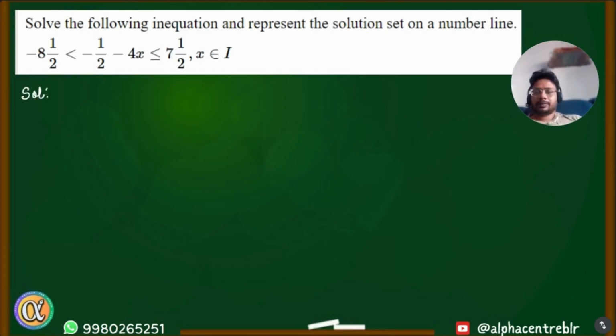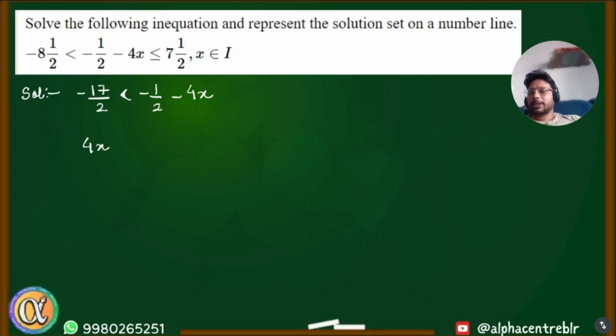Let's solve it. I'll do it separately as you're more comfortable with that. So the first two terms, I'm writing it by converting it into improper form: minus 17 divided by 2 is less than minus 1 by 2 minus 4x. Then the first thing we do, we take this 4x to this side and bring this here. Why I'm doing this is my simple logic: let's make x positive. That's my simple rule. How? Not by dividing, but by taking it to the other side. Clear? That's the first thing which I try to do.